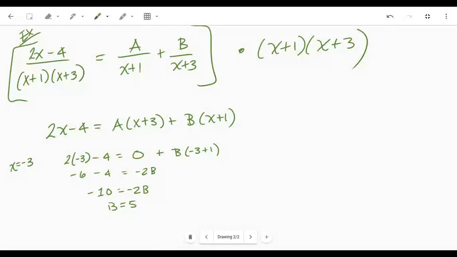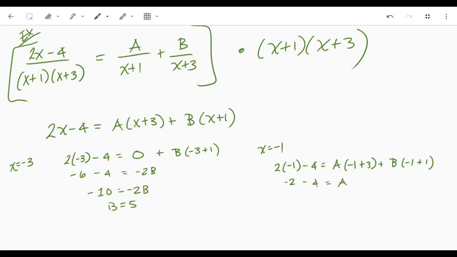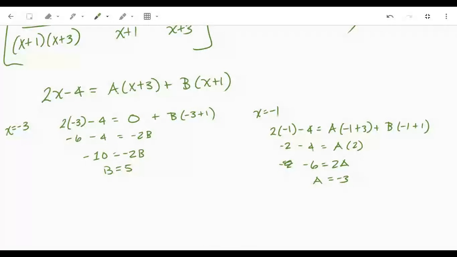Okay, and then when x is -1, I'm going to have 2 times -1 minus 4 equals a times -1 plus 3 plus b times -1 plus 1. So -2 minus 4 equals a times 2 plus 0. So -6 equals 2a. So a is -3. Okay, so my answer then is going to be -3 over x plus 1 plus 5 over x plus 3.